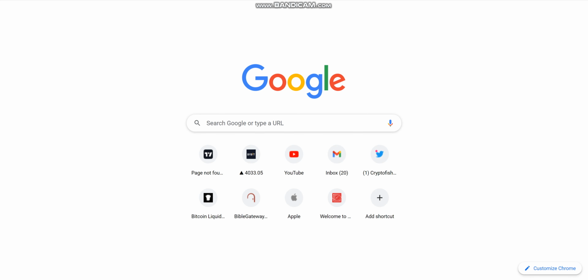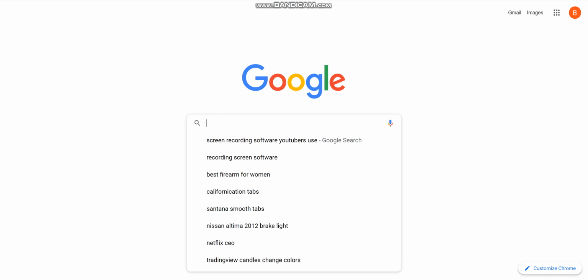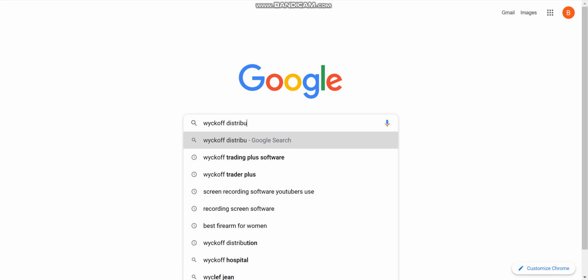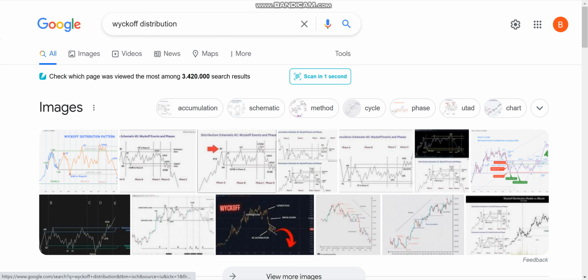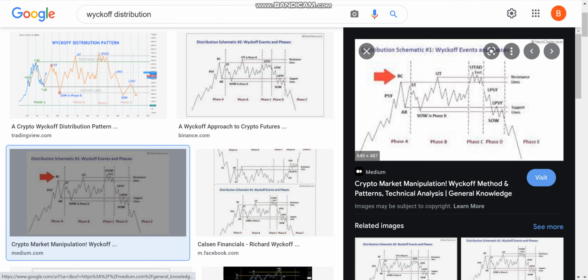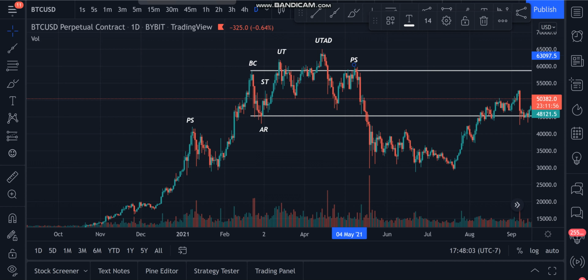What I just defined were certain things that you can look at. If you open up Google and search Wyckoff distribution, there are two different types. They're extremely easy to understand. Here we go, right? BSY, that's what it is. BC, AR, ST. We didn't have a sign of weakness in there. UT, UTAD. And then the last point, support, something like that. It doesn't really matter.